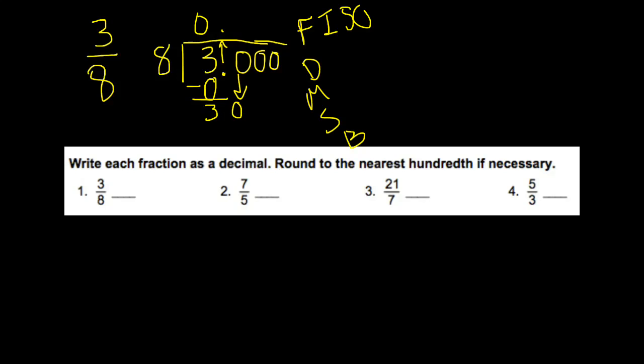8 goes into 30, 8, 16, 24, 3 times. 8 times 3 is 24. 30 minus 24. I have to borrow from the 3, make it a 2, carry over to the 10. 10 minus 4 is 6, and then 2 minus 2 is 0. Next, I'm going to go ahead and bring down the 0.